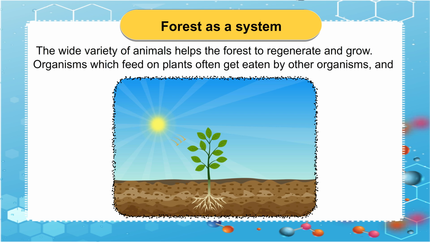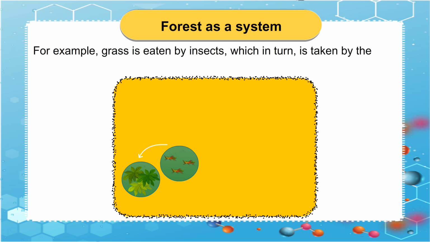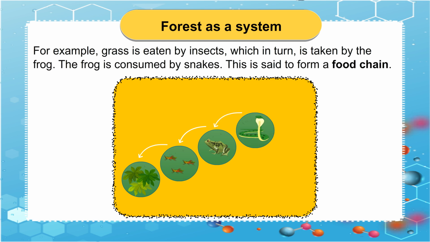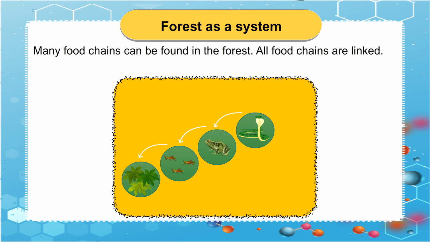Organisms which feed on plants often get eaten by other organisms, and so on. For example, grass is eaten by insects, which in turn are taken by the frog. The frog is consumed by snakes. This is said to form a food chain. Many food chains can be found in the forest. All food chains are linked.